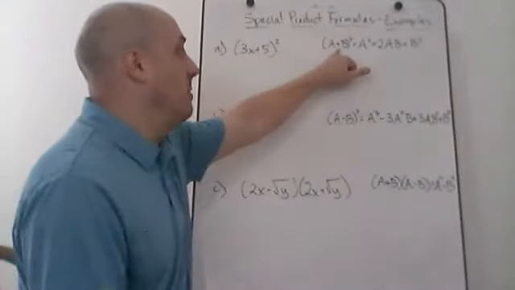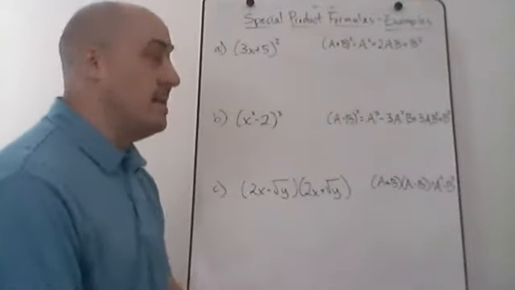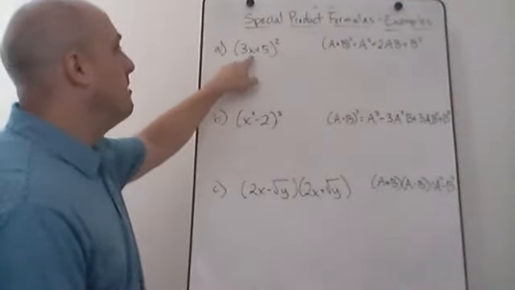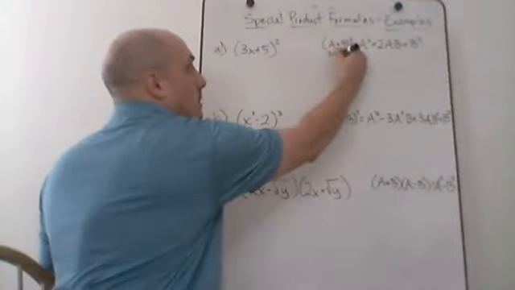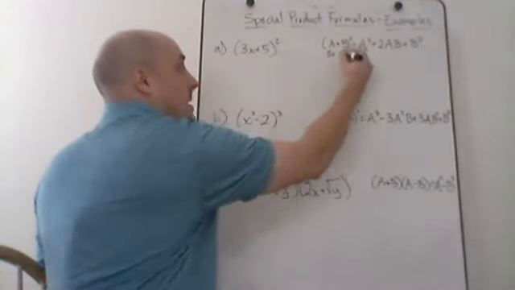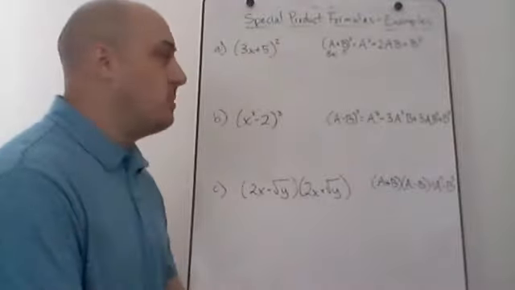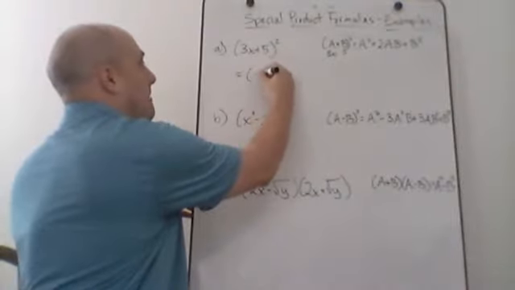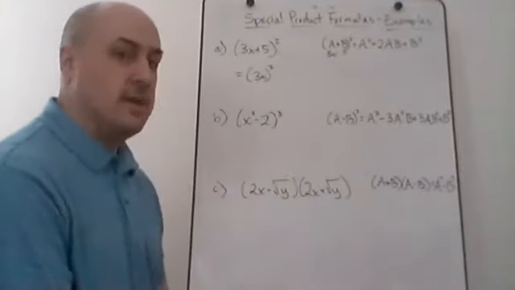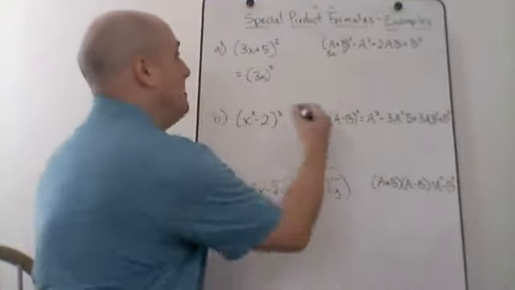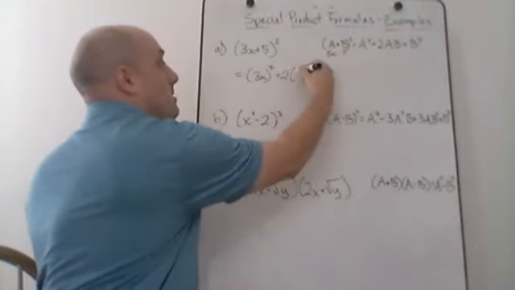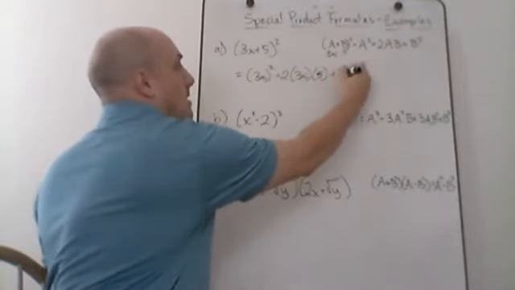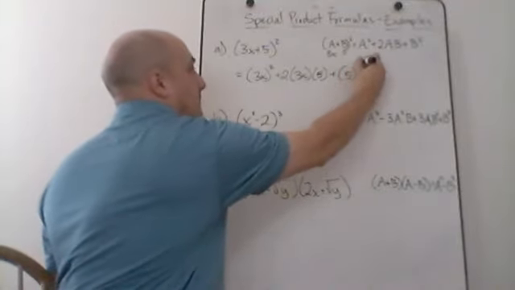The special product formula that goes with that is a plus b squared equals a squared plus 2ab plus b squared. If I use that formula, the 3x corresponds to my a, and the 5 corresponds to my b. So a plus b squared equals a squared, the first term, the 3x, gets squared, so it's 3x squared, and then plus 2ab, so plus 2 times my a, which is the 3x, times my b, which is the 5. And then plus the b squared, and the b is 5.